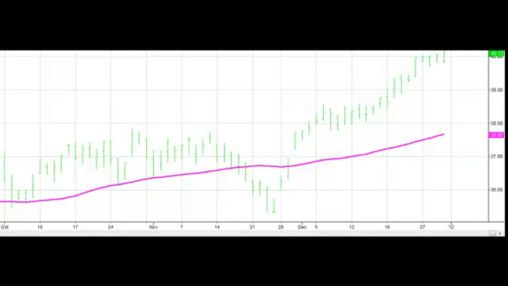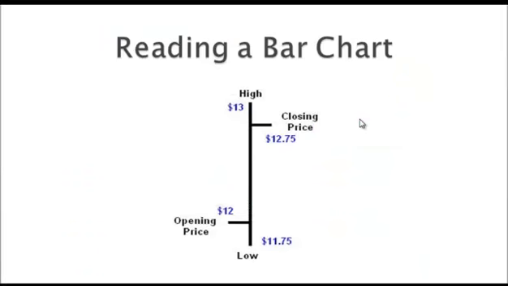What we have in front of us is an example of what a bar chart looks like, and it can be used for intraday, daily, weekly, and monthly charts. What it doesn't offer you is really a 3D look. So what we need to do is have an understanding of how the bar works. Let's first start by using this example to learn how to read the bar.